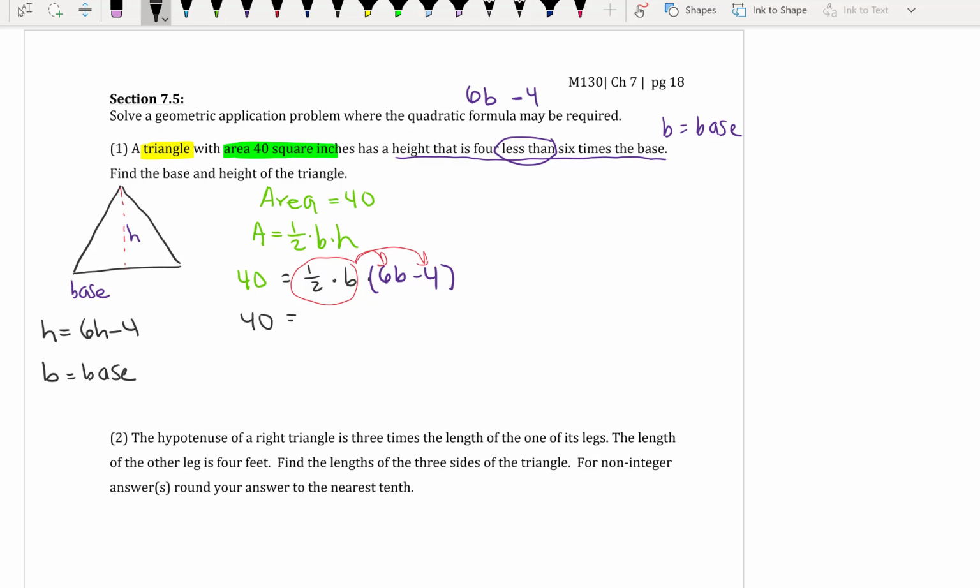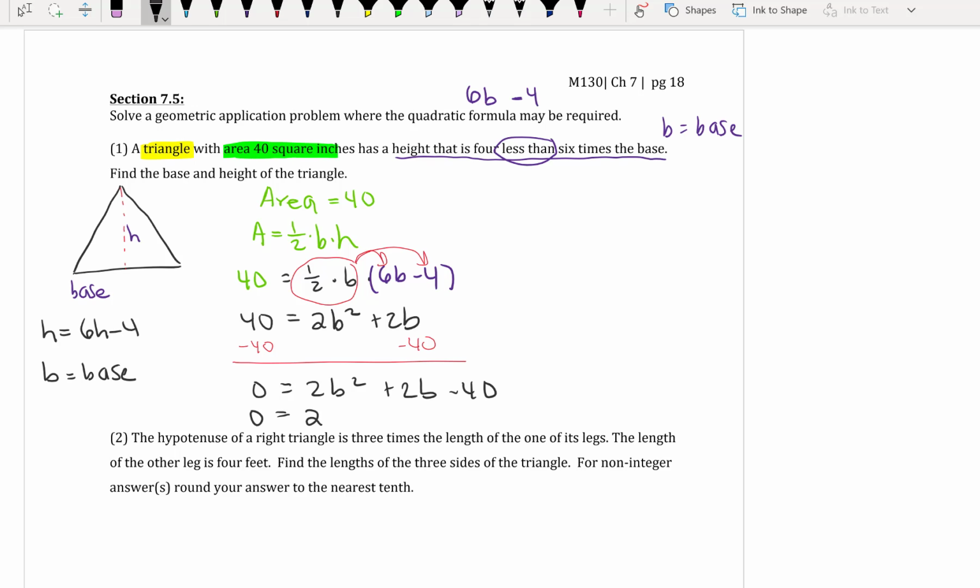So I have that 40 is equal to 1/2 times 6B. Well, half of 6 is going to give me 2, and B times B is a B squared. Now I have 4 times 1/2, or half of 4 is going to give me a positive 2B. Now I can subtract 40 on both sides. So now I have that 0 is equal to 2B squared plus 2B minus 40.